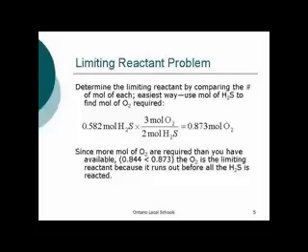Since more moles of O2 are required than are available, 0.844 is less than 0.873, the O2 is the limiting reactant because it runs out before all the H2S is reacted. All future calculations in this problem to find theoretical yield have to use my O2 amount as the starting place, because that's what's going to determine how much of the H2S I use. It will also determine how much SO2 and H2O can be made theoretically.